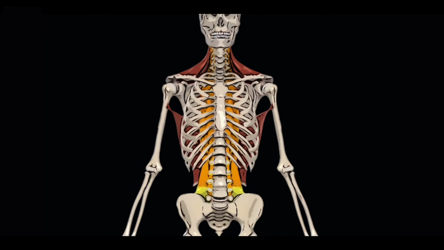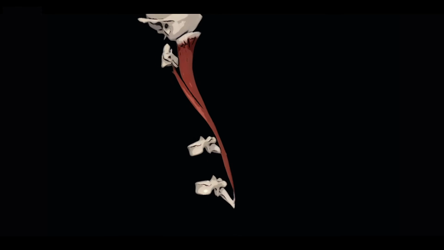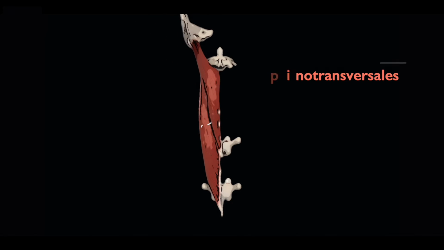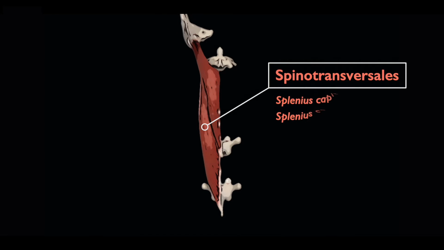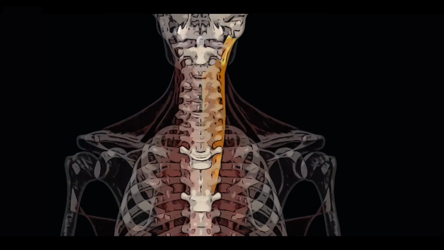The superficial layer of muscles, the spinotransversales or spinotransverse muscles, are involved in movements of the head and neck. They include splenius capitis and splenius colli. They're known as spinotransversales because they originate from spinous processes and insert onto transverse processes of vertebrae.